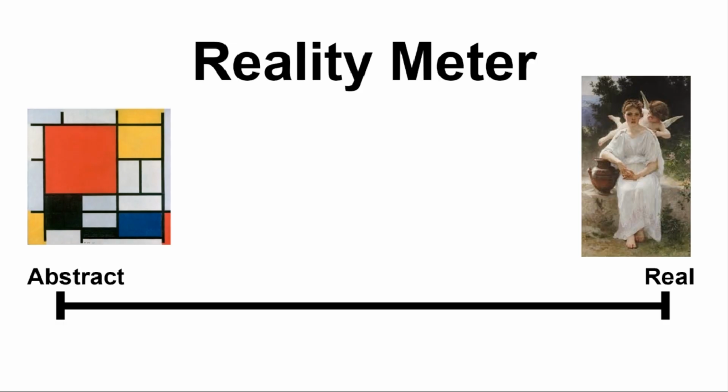So we can go to the most abstract, where there's no representation of reality at hand, whereas you can go all the way towards the realistic side. Obviously, we can't replicate reality perfectly on painted canvases, but somebody like William Bouguereau will probably get as close as you can possibly get. So your style is going to be somewhere on this bar.